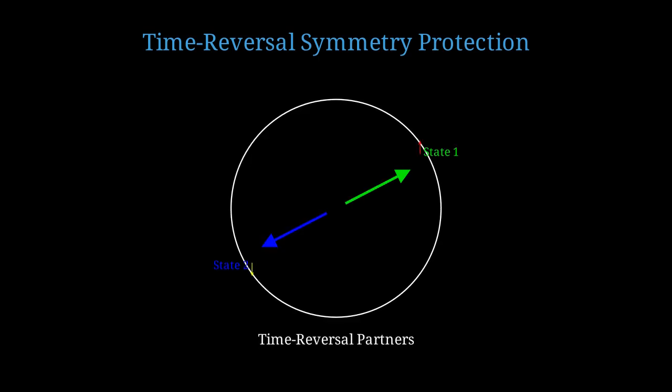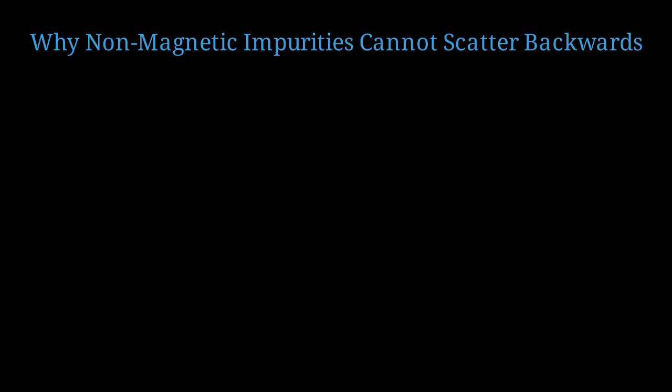Let me explain what this means physically. Consider an electron moving in one direction with spin up. Its time reversal partner moves in the opposite direction with spin down. These are Kramers pairs. They must exist together by time reversal symmetry. Here's the key insight. A non-magnetic impurity cannot flip the electron spin.